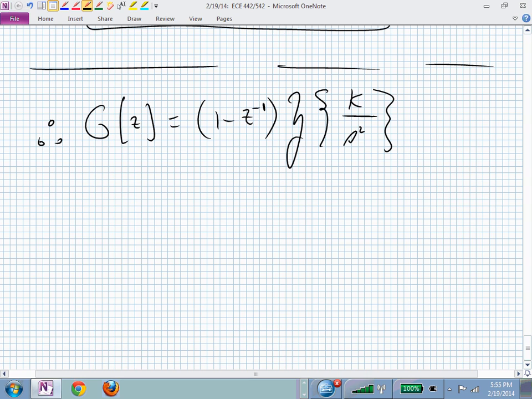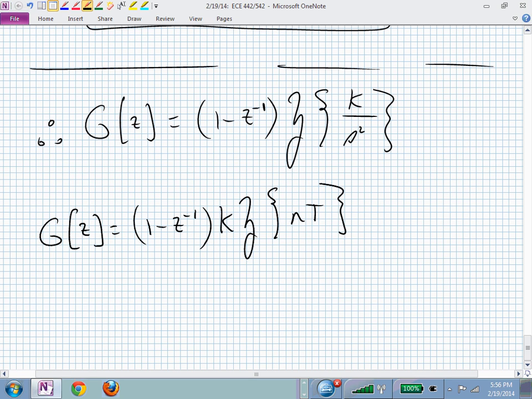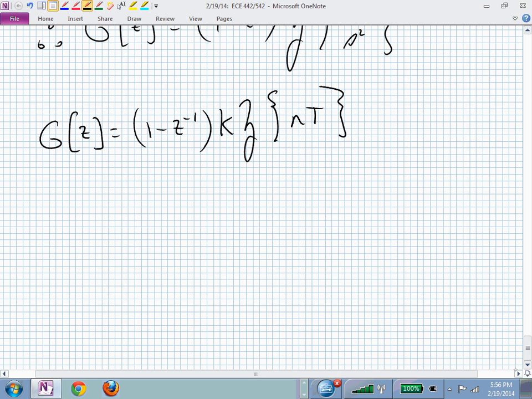So now if I go back to this, I say that this g of z is now equal to this 1 minus z to the minus 1 k times the z transform of nt, where now 1 over s squared is all that was inside that curly bracket for the z transform, and that Laplace transforms into t, and I replace the t with nt, or I sample that t, where it has to be clear that one of those t's was lowercase and one was a capital T. So little t was equal to n capital T. Or this now becomes 1 minus z to the minus 1 times k, summation from n equals 0 to infinity of nt z to the minus n.